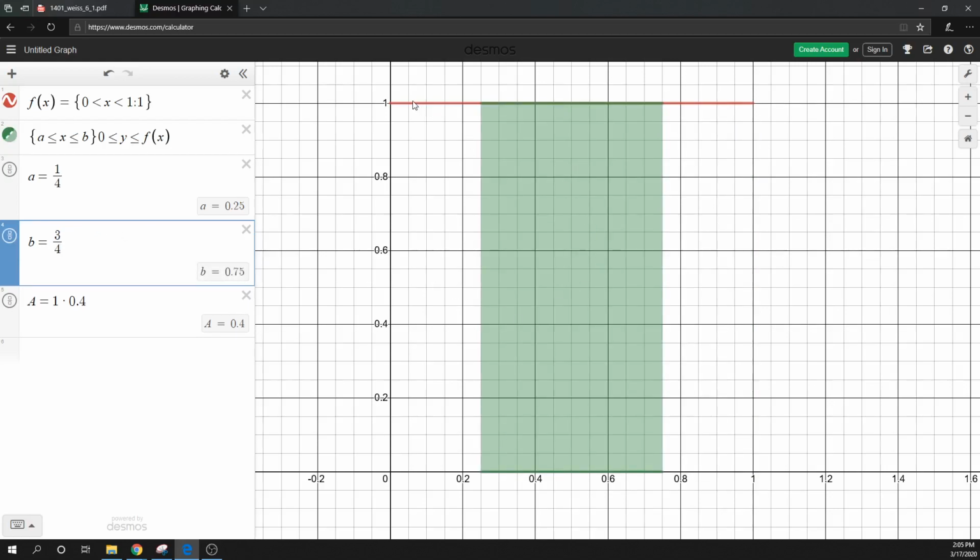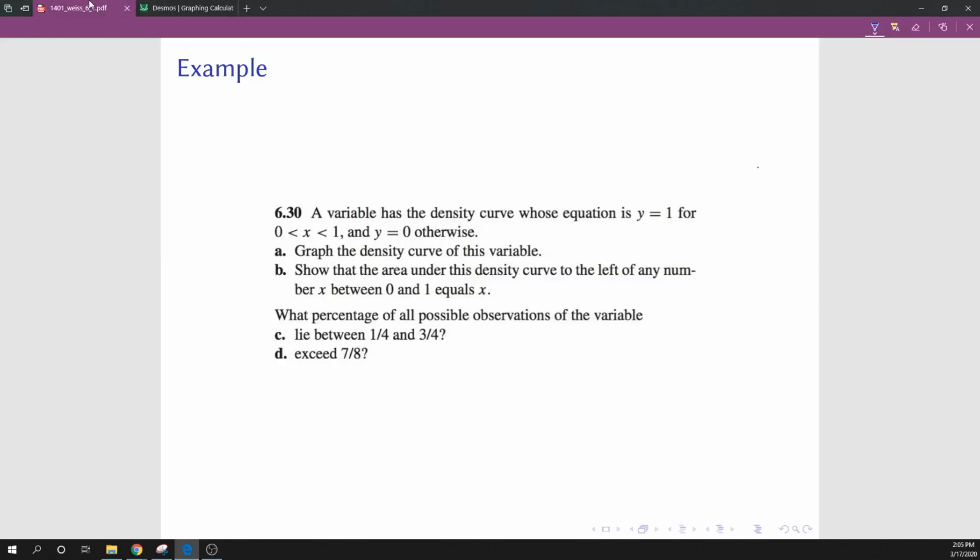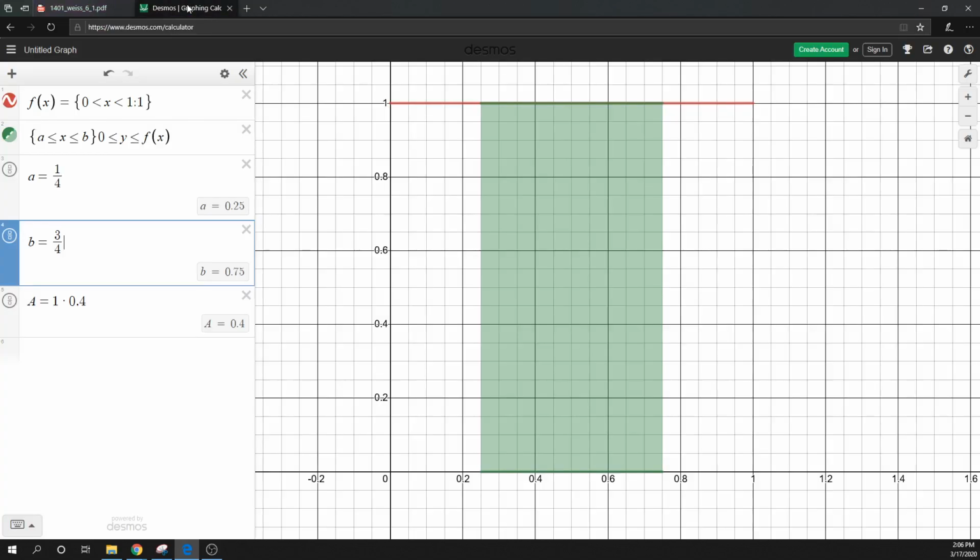All right, so what we're asking is find the area, right? The way they asked it, what percentage of all possible observations of the variable, or what's the probability that an observation of the variable falls between that range, 1/4 to 3/4, would be the area between the density curve and the x-axis between 1/4, which is 0.25, and 3/4, which is 0.75 right here. So it would be the area of this little rectangle right here.